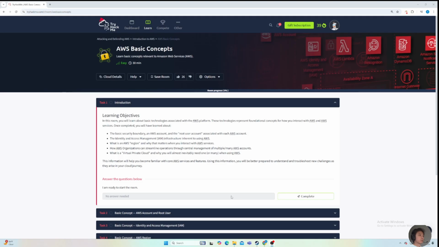what an AWS region is and why that matters when you interact with AWS services, how AWS Organizations can streamline operations through central management of multiple or many AWS accounts, and what a virtual private cloud is, and why you will almost inevitably need one or many when using AWS. This information will help you become familiar with core AWS services and features. Using this information, you will be better prepared to understand and troubleshoot new challenges as they arise in your cloud journey.